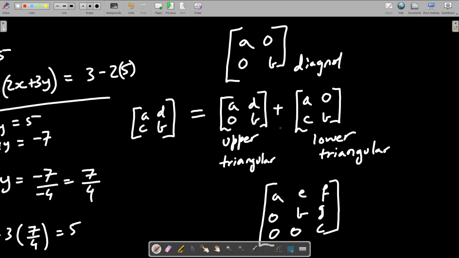Directly it's not so simple, because see what will happen if you add these two up currently. D plus 0 will give you D here, C plus 0 will give you C here, right? But what will happen to the other two? It will come A plus A and B plus B. So what will you do to balance it out? You write this as A by 2, A by 2, B by 2, B by 2. So how to write a matrix as a sum of upper plus lower triangular? Just split out the entries above the diagonal, below the diagonal, and divide the diagonal elements by 2. So that gives you this result.